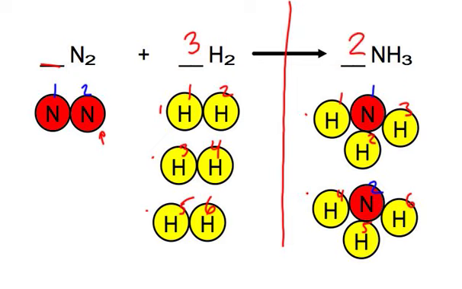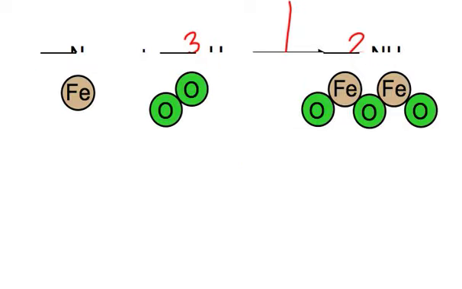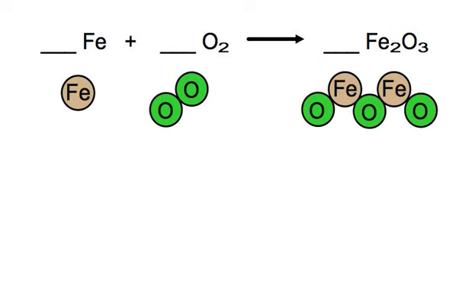So again, by picture, this works. Everything is equal. That is a balanced chemical equation. Let's do another one. All right, Fe plus O2 makes Fe2O3. All right, so I'll just make this dividing line for myself.